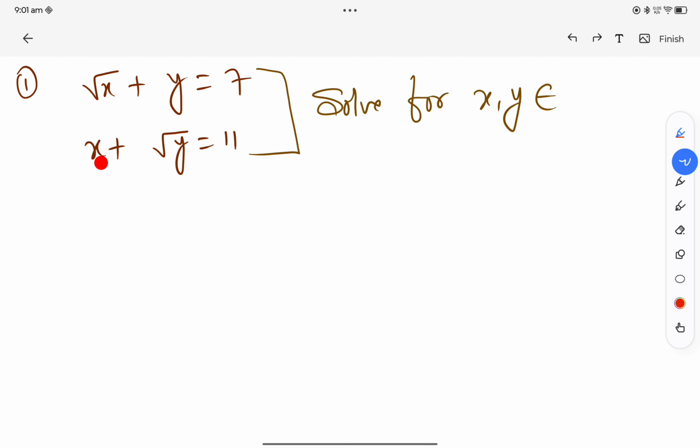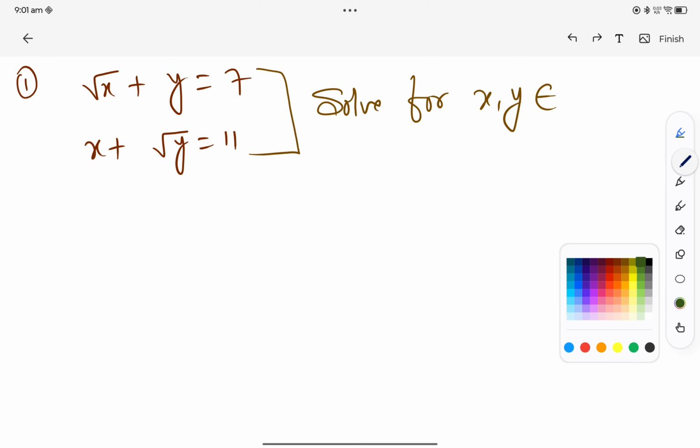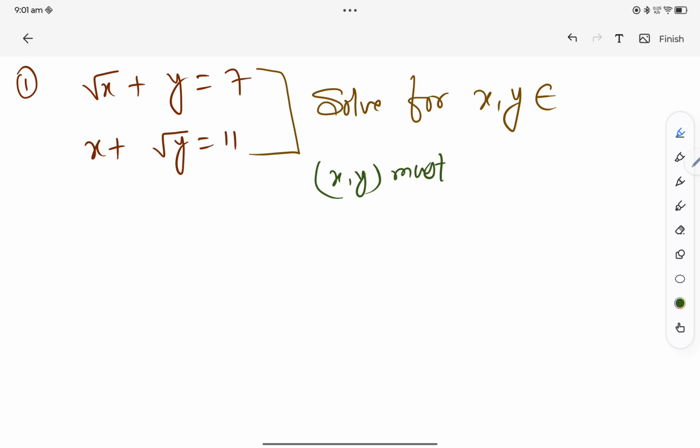Similarly, x is a positive integer, 11 is a positive integer, and the sum of two positive integers is a positive integer. So the square root of y must be a positive integer. It is possible when y is a perfect square integer. So let us do some simple interpretation. We have interpreted that x and y must be perfect squares.